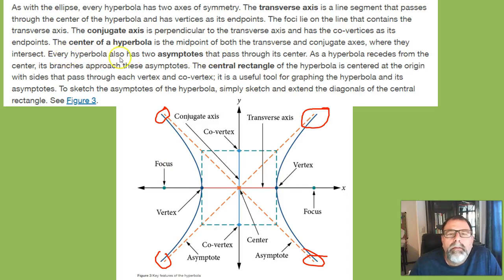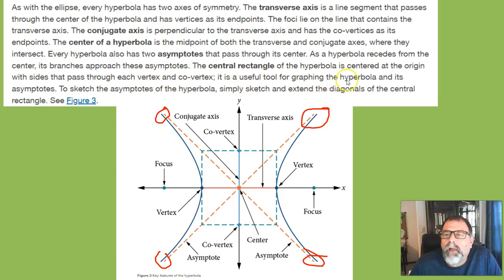As the hyperbola recedes from the center, its branches approach these asymptotes. Basically we're talking about that end behavior. The central rectangle, which some books call the fundamental rectangle, is centered at the origin, and its sides pass through each vertex and co-vertex.